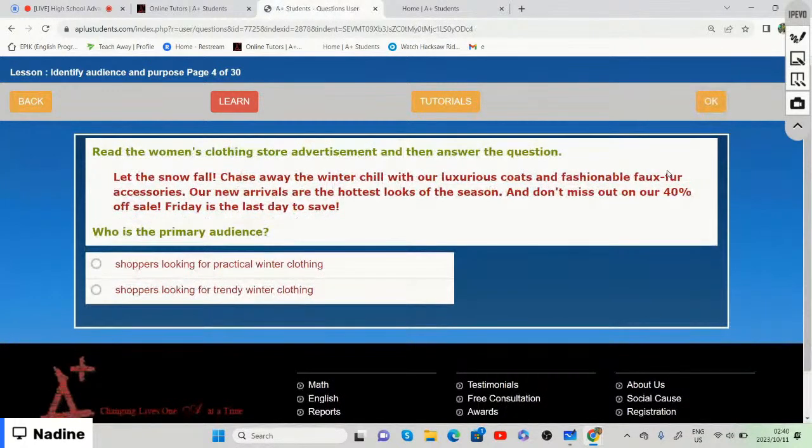We are going to read the women's clothing store advertisement and then answer the questions. Let the snow fall, chase away the winter chill with luxurious coats and fashionable faux fur accessories. Our new arrivals are the hottest looks of the season. And don't miss out on our 40% off sale.